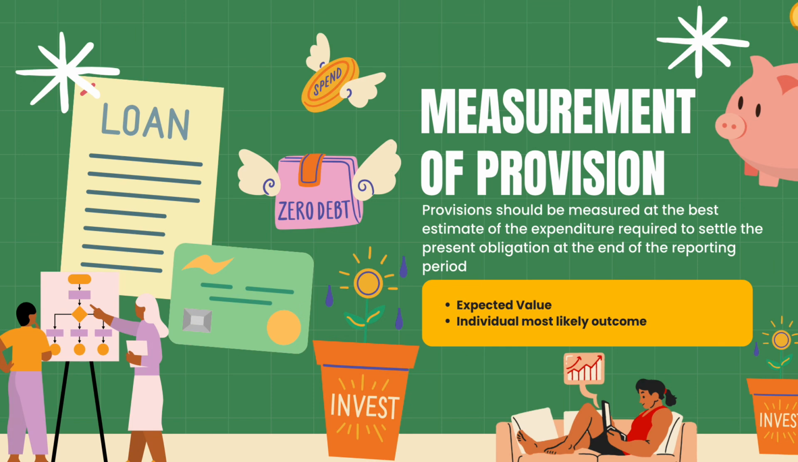For the judgment of provision measurement, there are two most often used ways of measuring a provision: expected value and individual most likely outcome. The expected value is used when the measurement of provision involves a large population of items, and it is measured as a weighted average of all possible outcomes by their probabilities. The individual most likely outcome is used when a single obligation is being measured, and then the provision will be set as the most likely outcome.